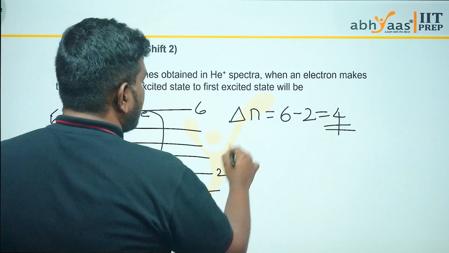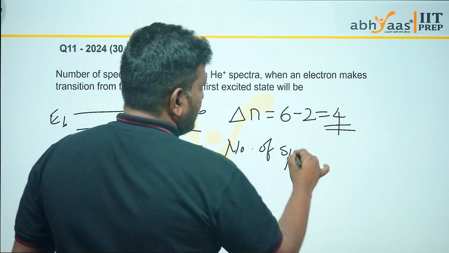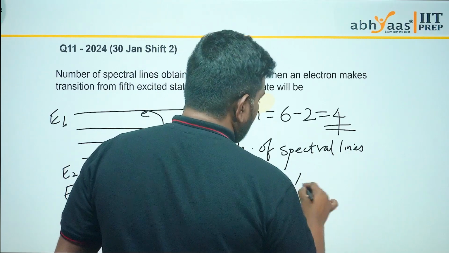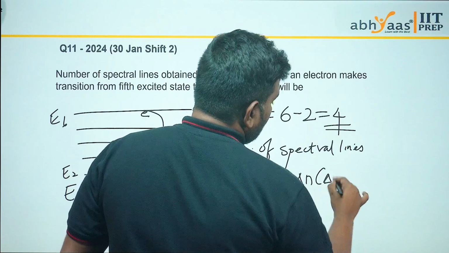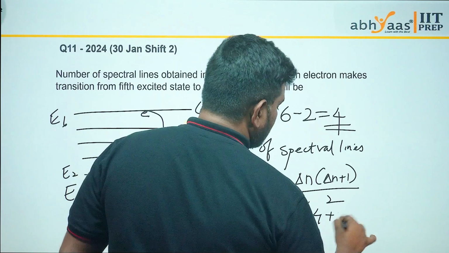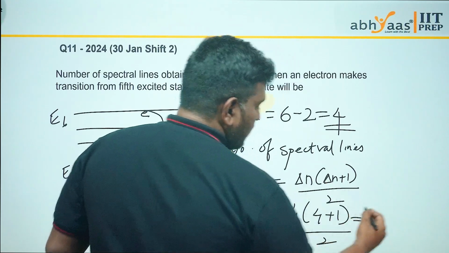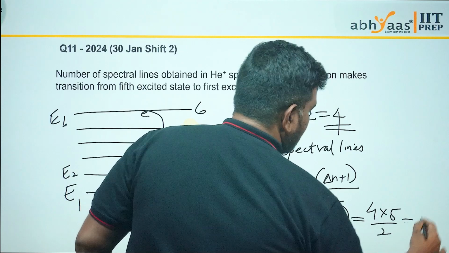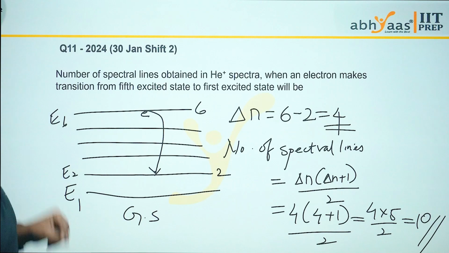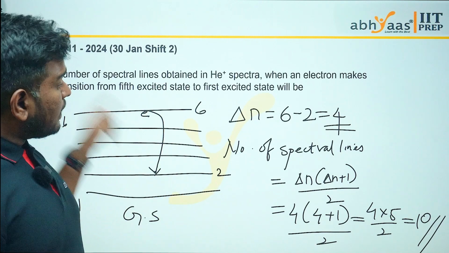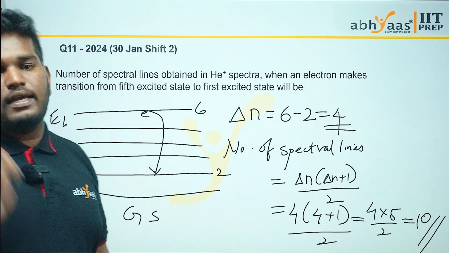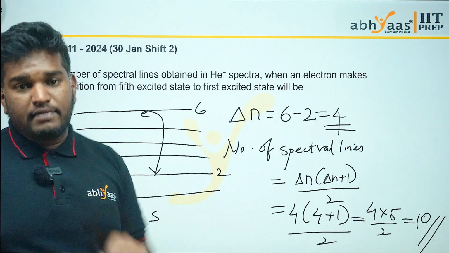Now, if I want to know the number of spectral lines, the formula we know is delta n into (delta n plus 1) by 2. So that is 4 into (4 plus 1) by 2, so 4 into 5 by 2, that means 20 by 2, which is 10. So I will have 10 spectral lines when the electron makes a transition from the 6th energy level to the 2nd. I hope you got how we arrived at the answer.